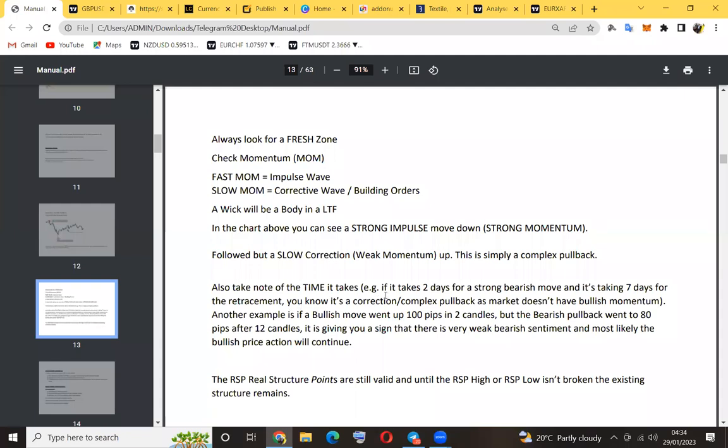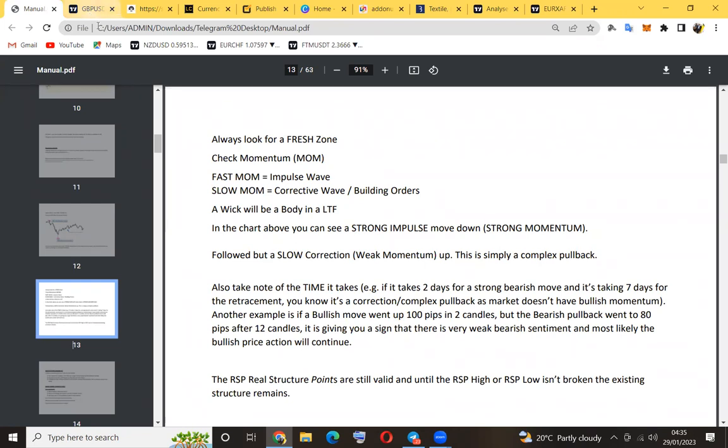Where I was, somewhere about time, the number of days that it takes. Another way to do it is to calculate the number of pips. Another example: if a bullish move went up 100 pips in two candles, but the bearish pullback went 80 pips in 12 candles, it is giving you a sign that there is a very weak bearish sentiment, and most likely the bullish price action will continue. Very, very simple.